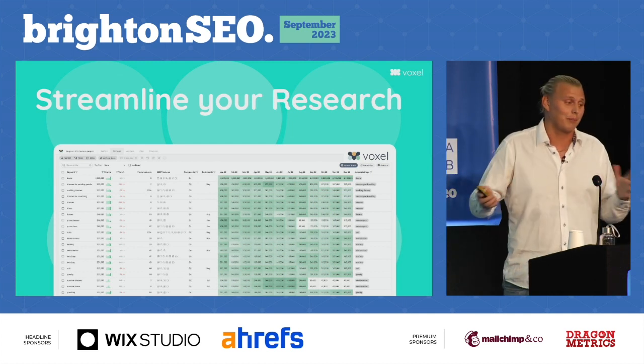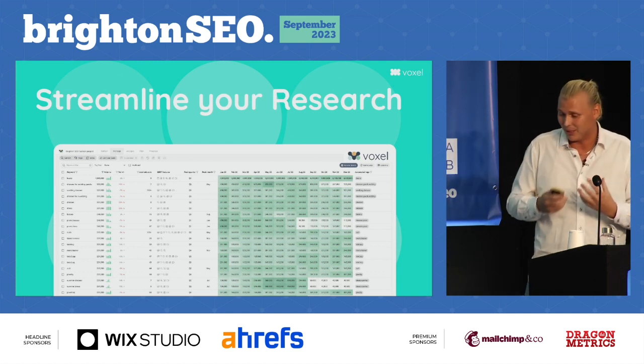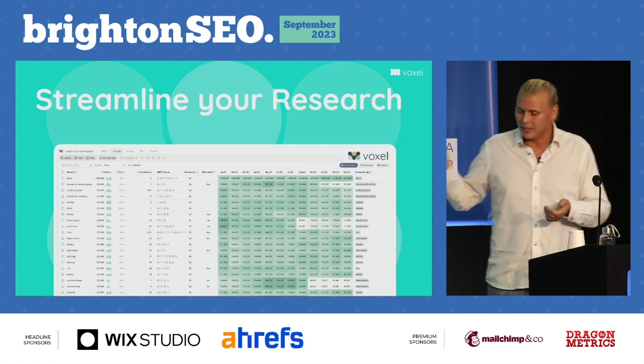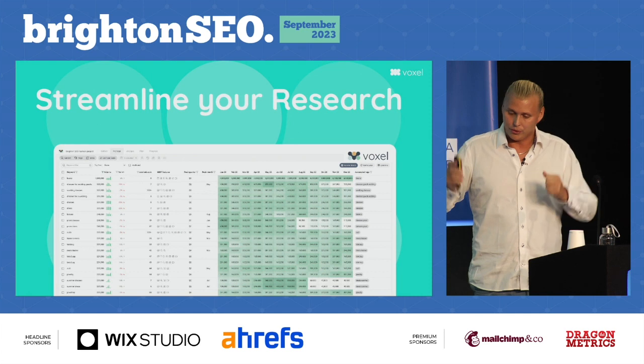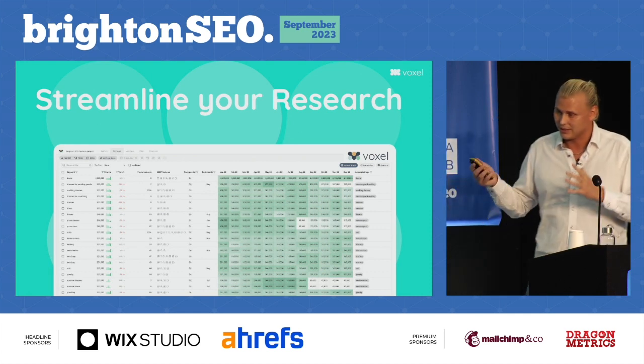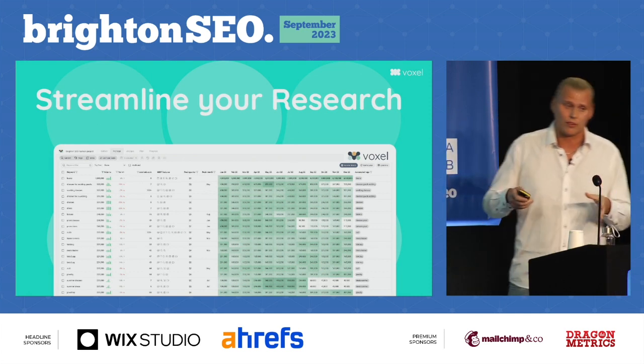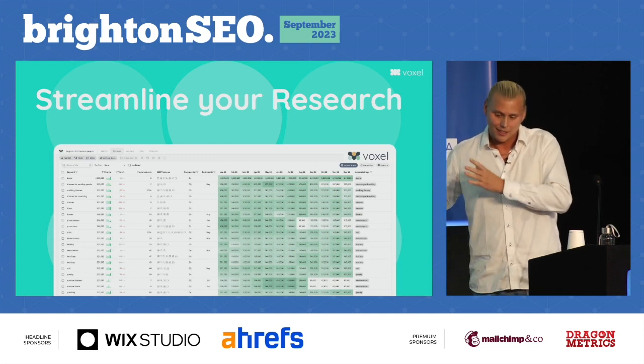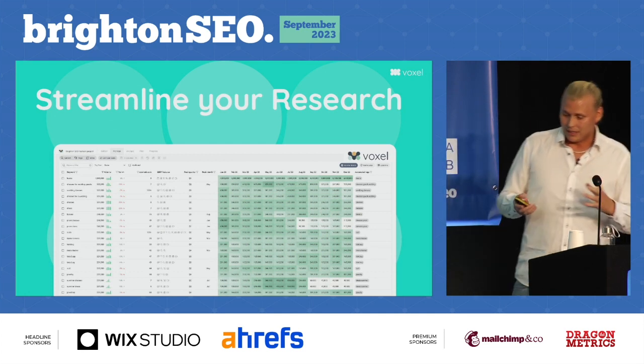And of course, I'm biased. It's a product of ours. But I think it's a really nice way to do keyword research. And what Voxel does is basically challenging the workflow that a lot of us do in Excel or Google Sheets, and make it a lot more efficient.